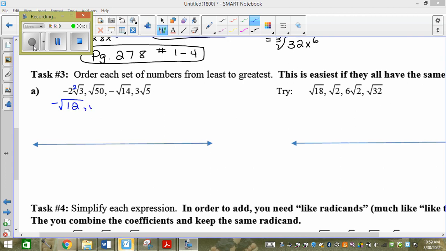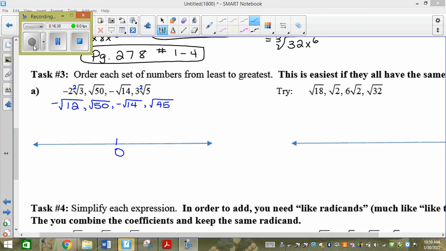And then we have root 50. It's done already. Yay. Thank you. And then we have negative root 14. It's done. Yay. And then we have 3 root 5. What's it going to be? 3 squared is 9, times 5 is 45. So if I order those on a number line, I would have 0 here. 14 is bigger than 12. We agree?